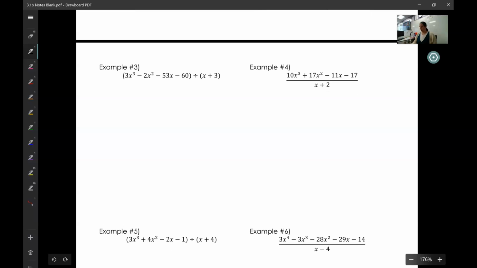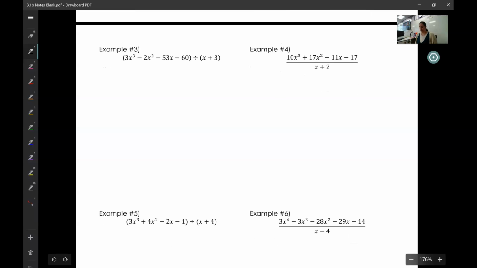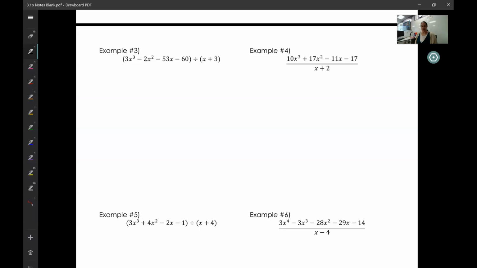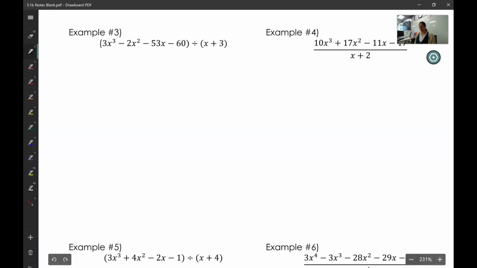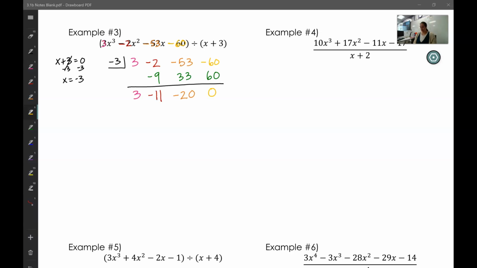Okay, I want you to try example number 3 on your own. So pause the video, try out example number 3 following our steps, and then come back and see if you got it right. So when you finish your synthetic division, you should get 3, negative 11, negative 20, and 0.